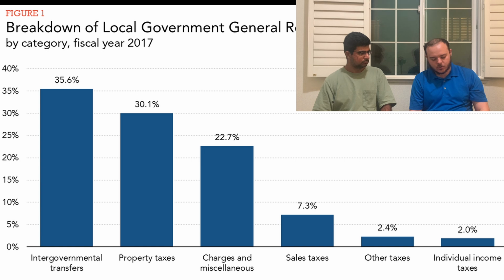The second largest source of revenue is about 30%, and that is property taxes, more directly to cities rather than going to the state and the schools. And then the third largest category for your average city is about 22% of charges and miscellaneous funds. So think of things like permitting fees. This would be an example of what they would consider to be charges and miscellaneous funds. And then fourth is where we have our sales tax, and that's only about 7% for your average locality.